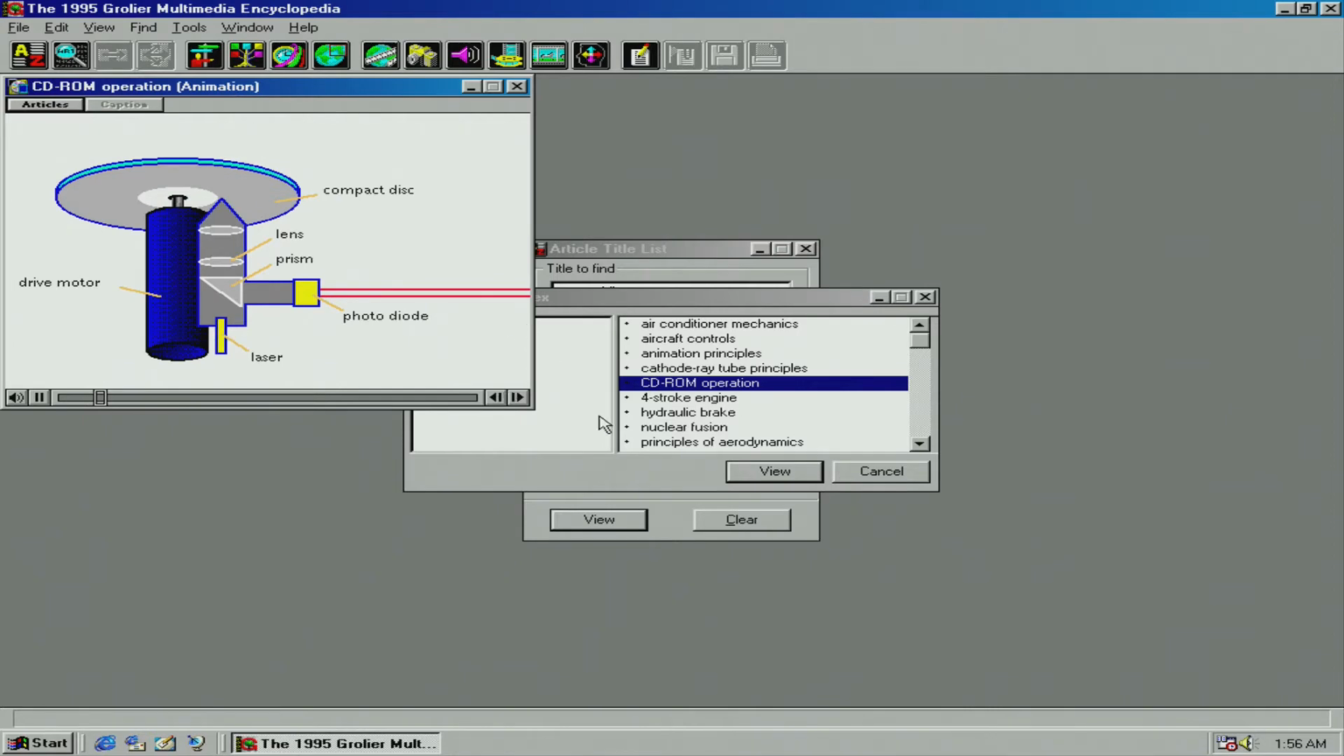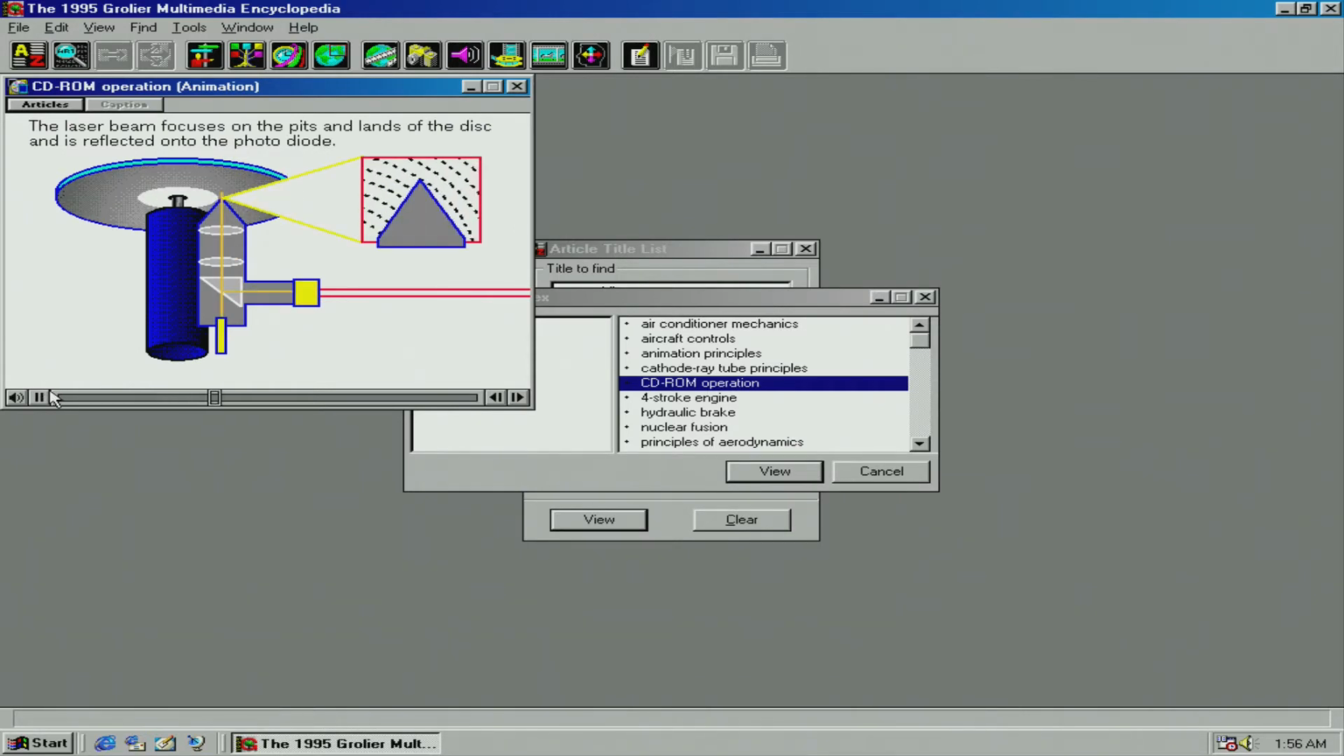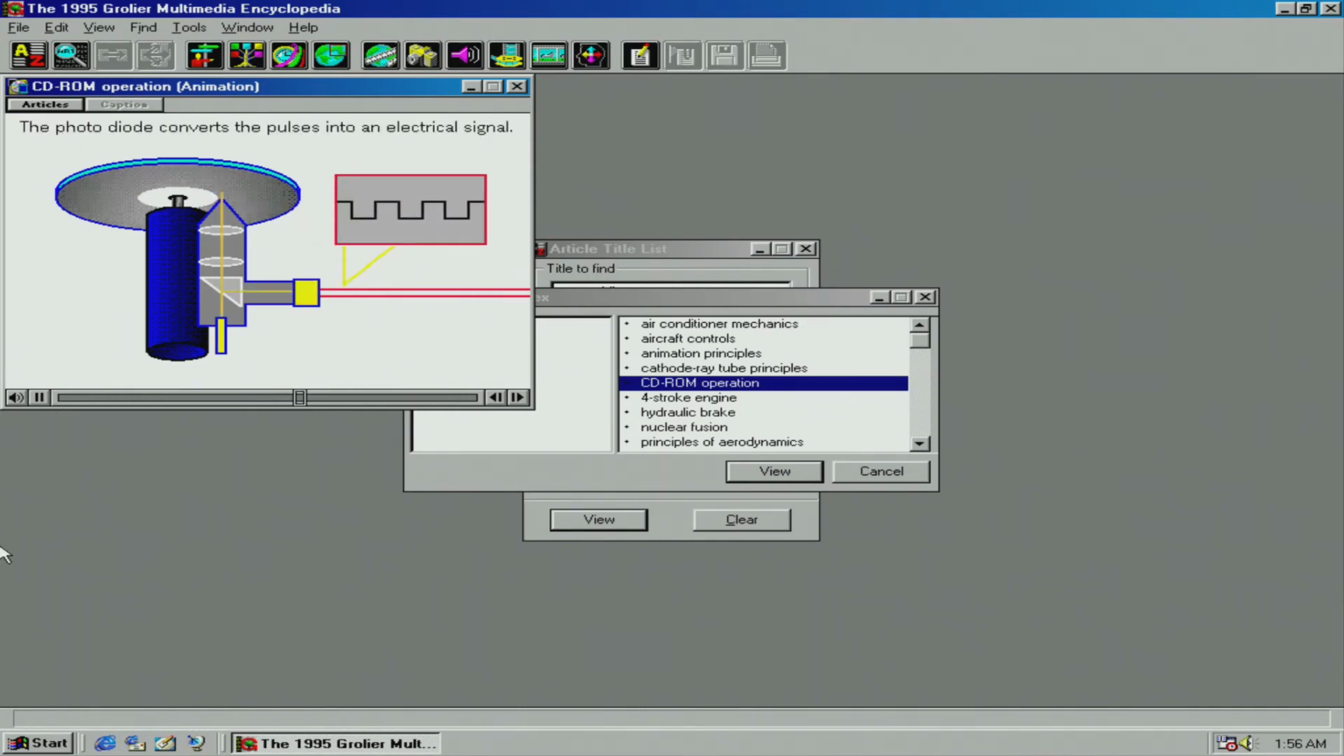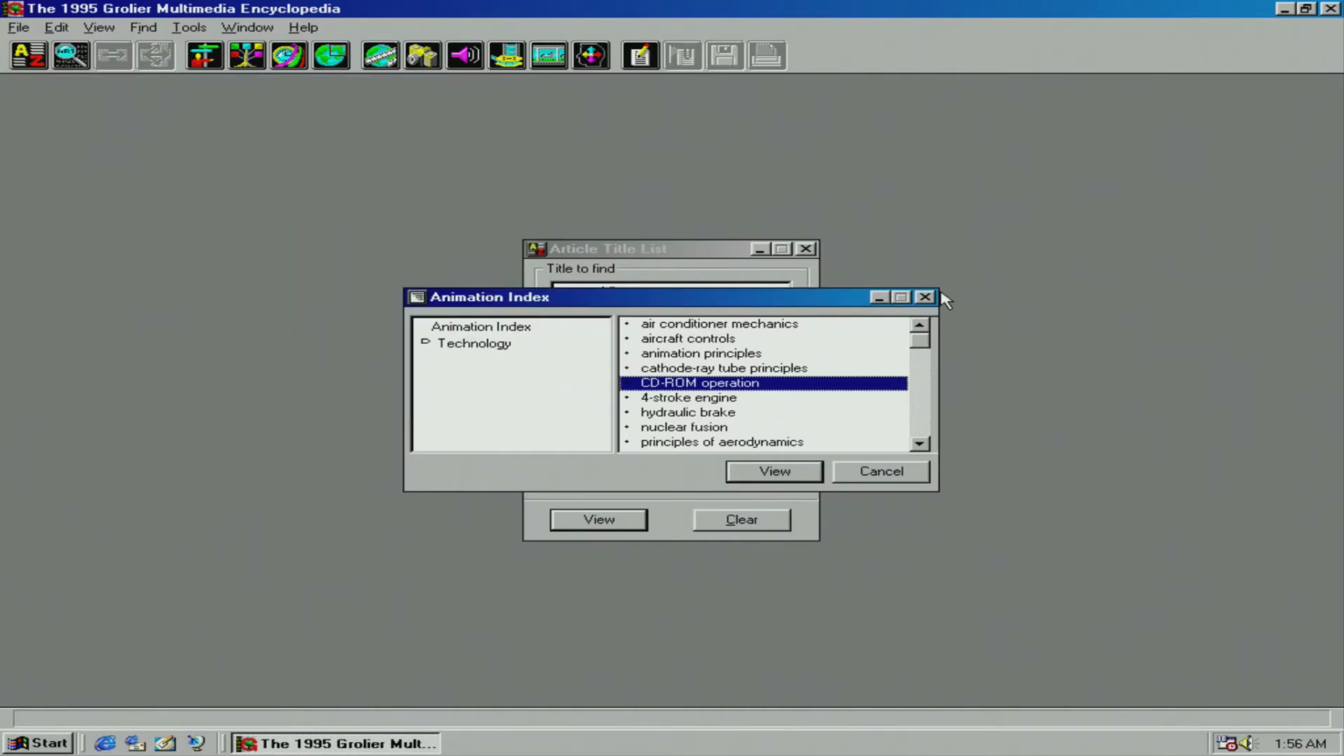Information in a computer is stored as thousands of zeros and ones called bits. On a CD-ROM, bits are represented by microscopic holes and bumps called pits and lands. When a laser beam is reflected off of these tiny hills and valleys into a photodiode, they turn into an electrical pulse.